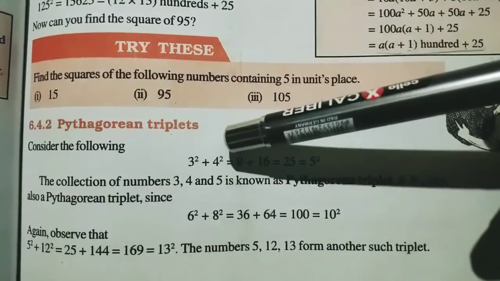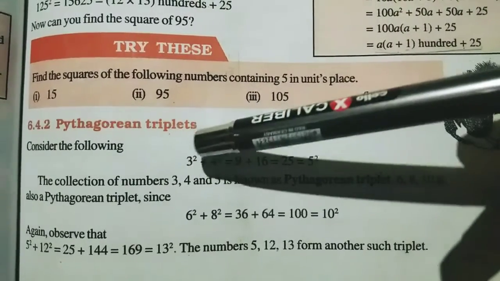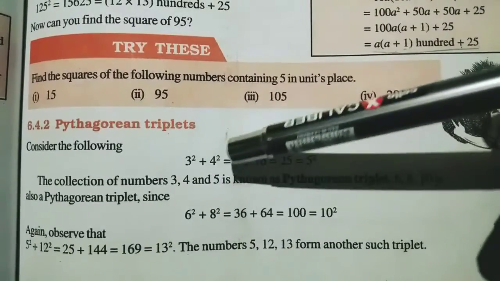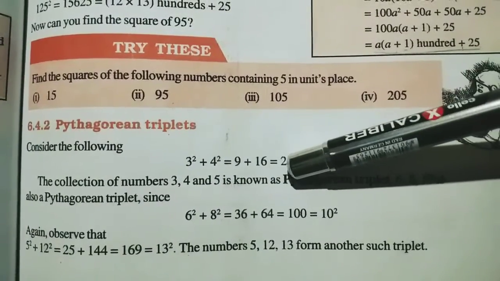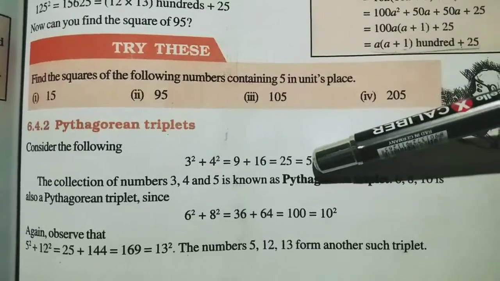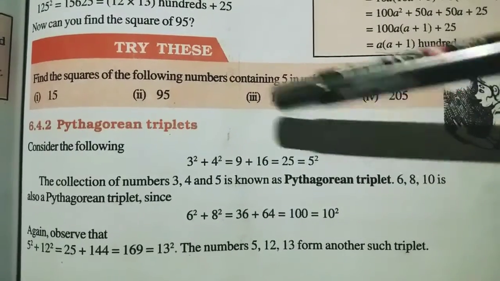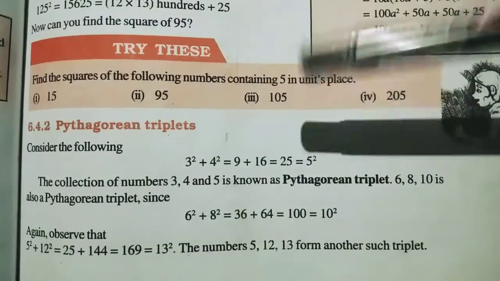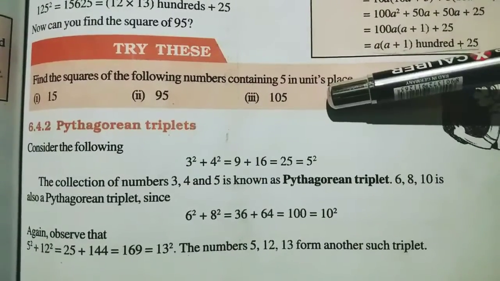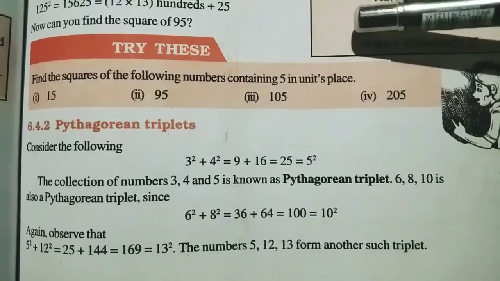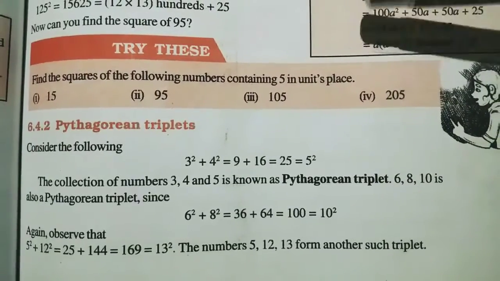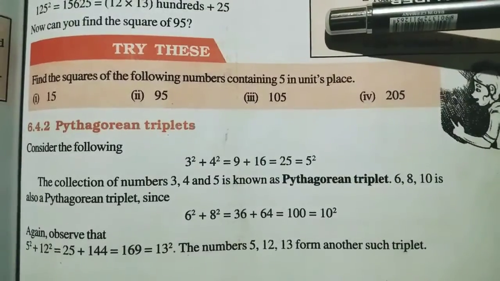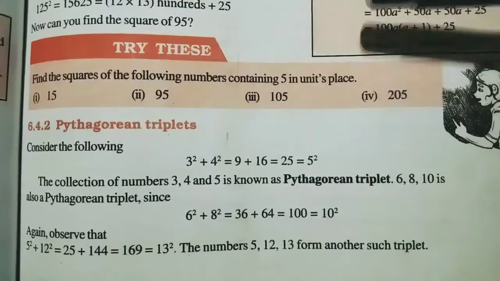So 3 square plus 4 square. 3 and 4 are taken. 3 square and 4 square is what? 9 and 16. When you add 9 and 16, you get 25. 25 is again a square, so it is 5 square. So now you are seeing that when you square and add any two numbers, you get a square number again. So those three numbers are known as a Pythagorean triplet, because squaring and adding two of them gives the square of the third.